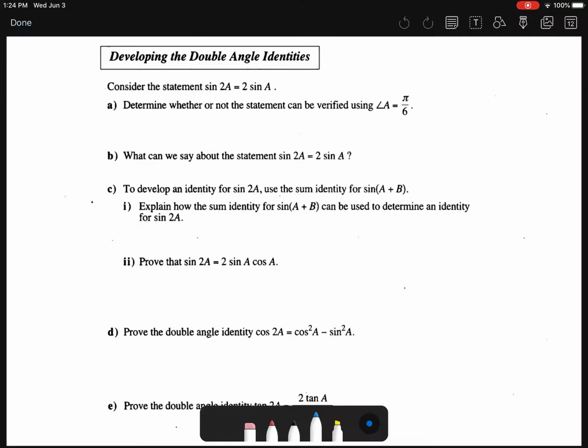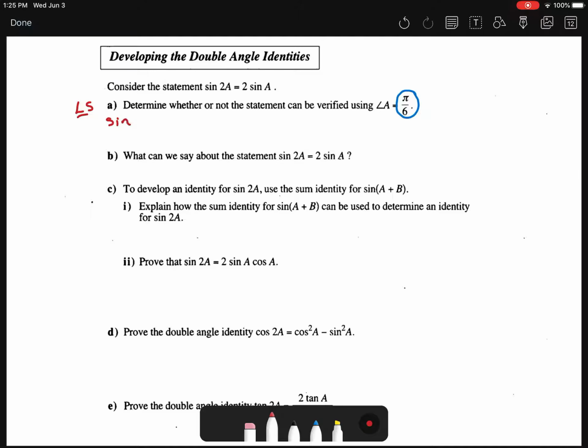So just to start, it says, consider the statement sine of 2a is equal to 2 sine of a. First off, determine whether or not this statement can be true for angle A being pi over 6. So again, all we're doing at this point is seeing if this is true based on one specific angular measure, which is pi over 6. So when we do that, remember, we're going to talk about the left side and the right side separately.